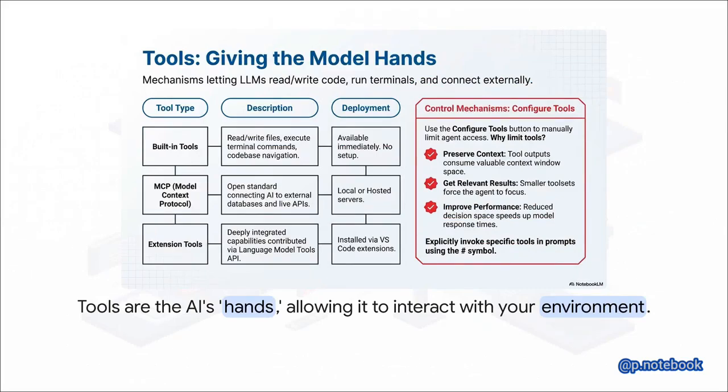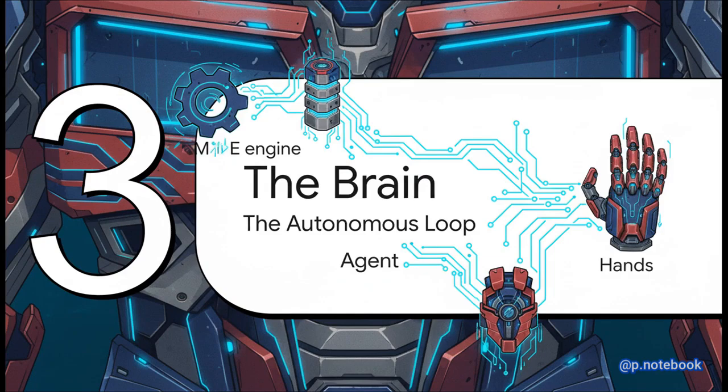Okay, so we've got our engine, and we figured out its memory. But a brain in a jar can't do much, right? It needs hands, and that's exactly what tools are. This is what turns the AI from just a fancy text generator into an actual, well, an assistant. Tools are what let it reach out and interact with your world, reading files, writing code, running commands in the terminal, even calling out to APIs. Without hands, the engine is just spinning its wheels. All right, things are about to get really interesting. We have the engine, we have the memory, we have the hands.